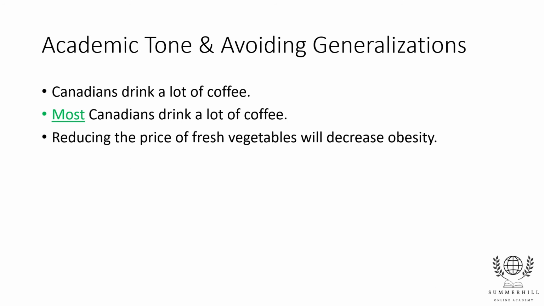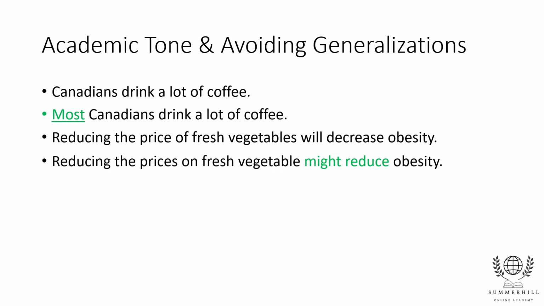Another example: reducing the price of fresh vegetables will decrease obesity. Once again, this sentence sounds very direct, but also very absolute. Reducing the price of vegetables will decrease obesity. This is a very absolute, fatalistic tone. However, if we were to rewrite this sentence and say reducing the prices on fresh vegetables might reduce obesity, here we're using the language of probability.